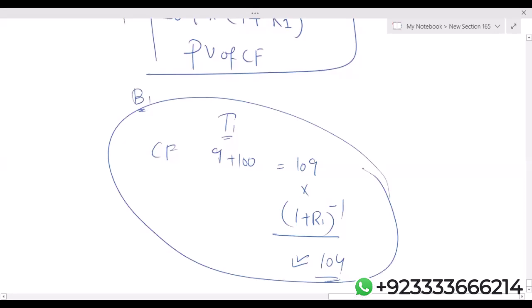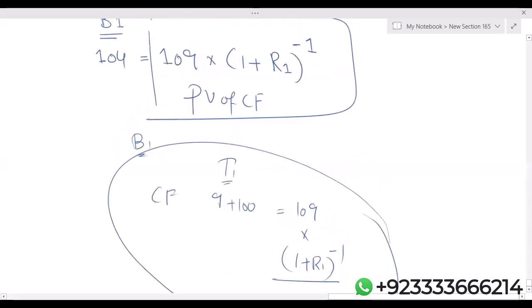Bond 1 has a maturity period of 1 year. Okay, it is clear to everyone now. Bond 1 has a maturity period of only 1 year, and I don't know the discount factor. Obviously, the examiner has given me 104, so definitely 104 is the present value. So what is the discount factor? That is what I really want to calculate.